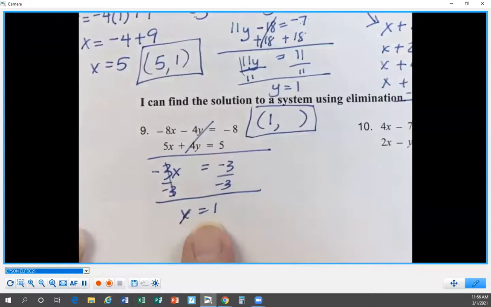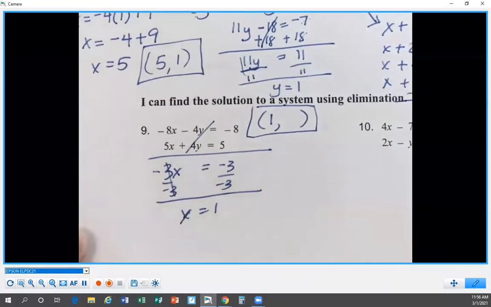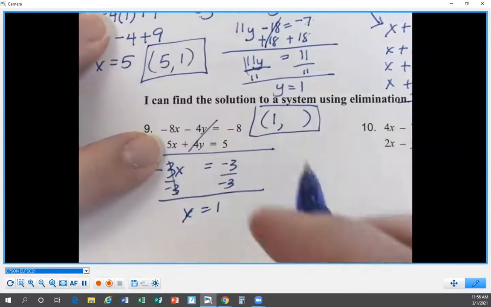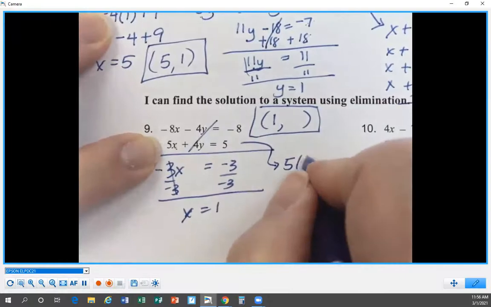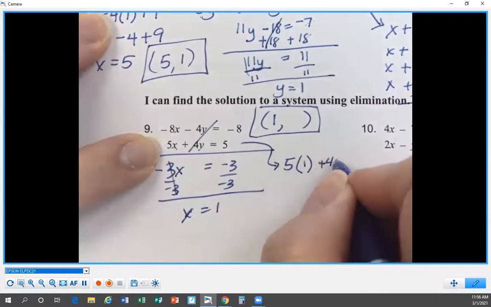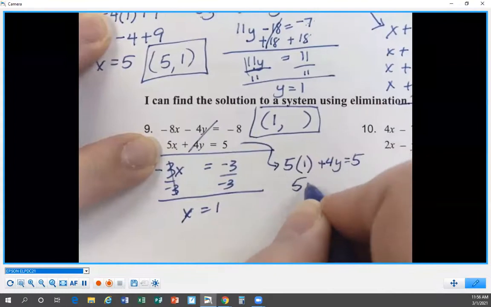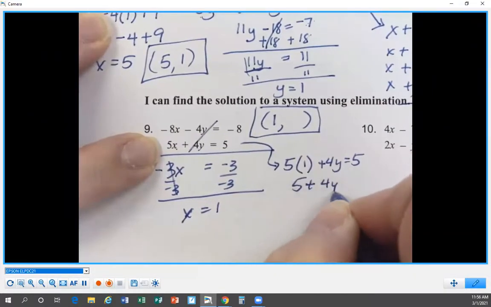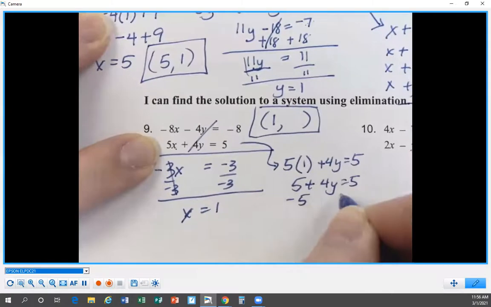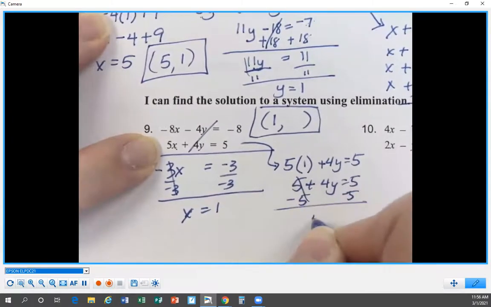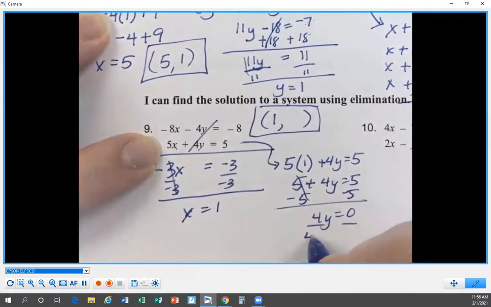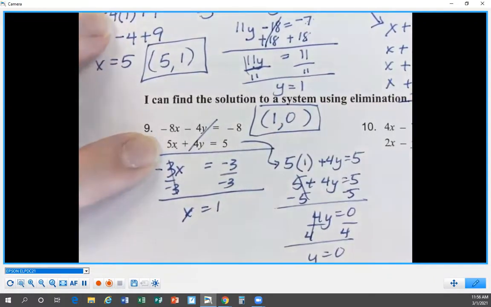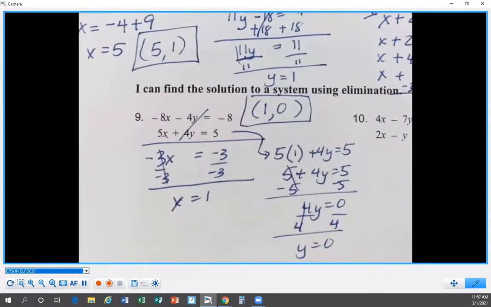Then once I know x equals 1, I can substitute that into either one of the original equations and solve for y. So I'll just take this second equation, 5 times 1 plus 4y equals 5. 5 plus 4y equals 5. Subtract 5 from each side to get 4y equals 0. Divide each side by 4 to get y equals 0. And then again, we would always do our check step.